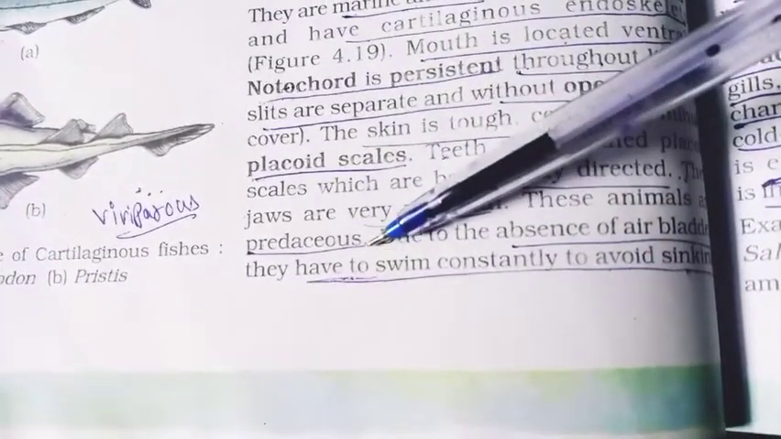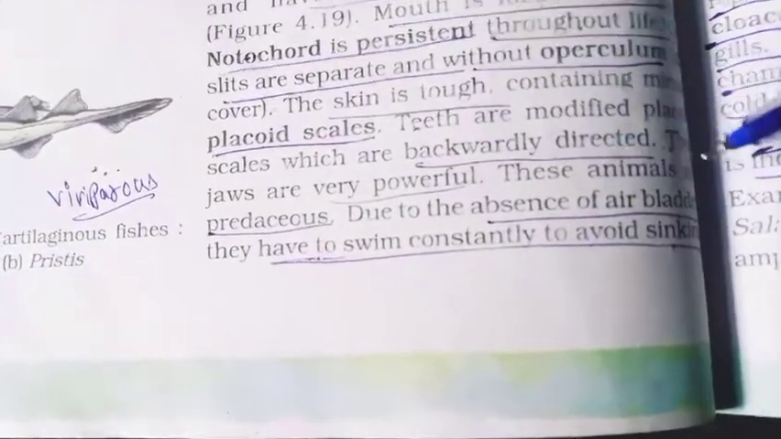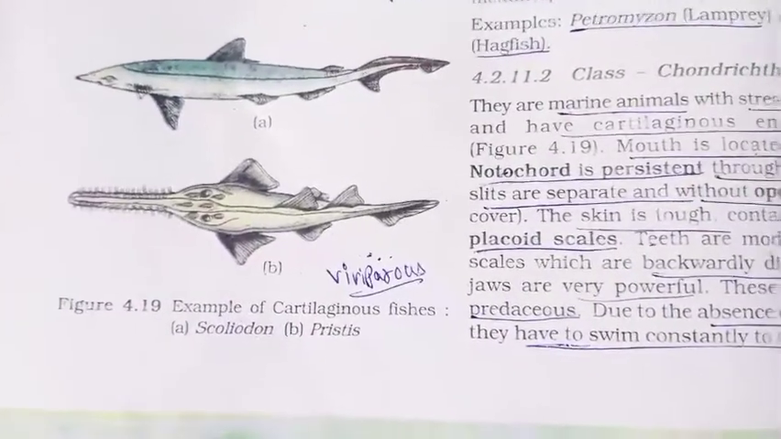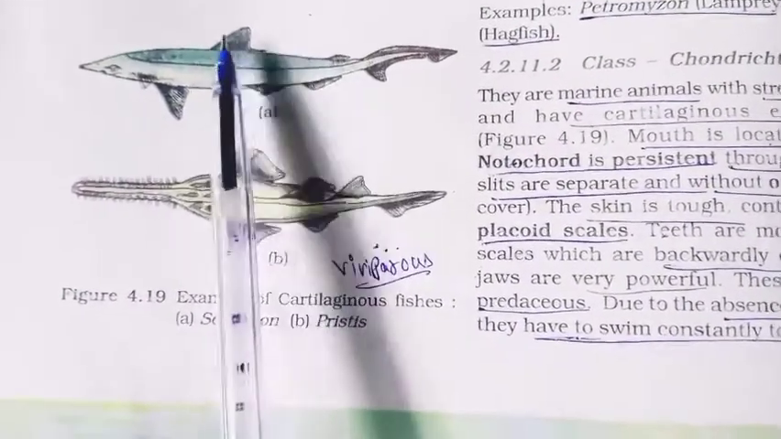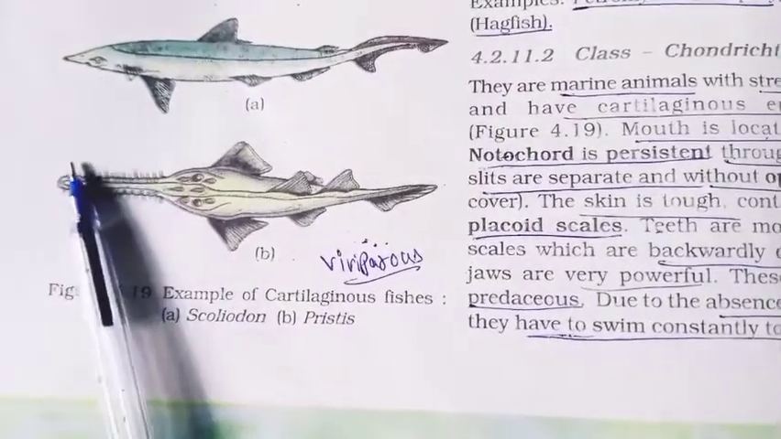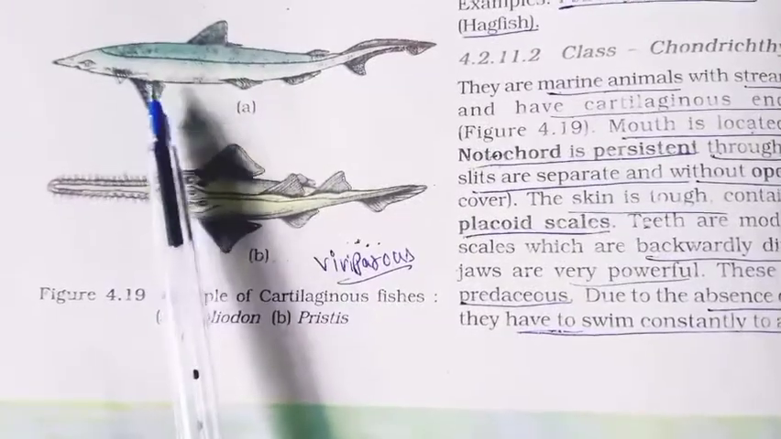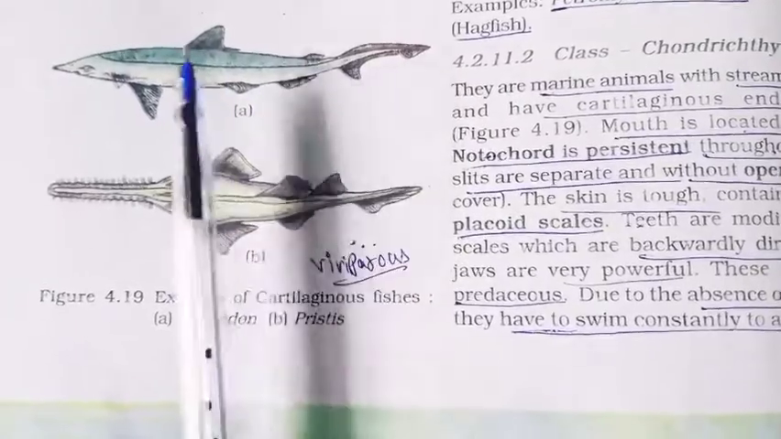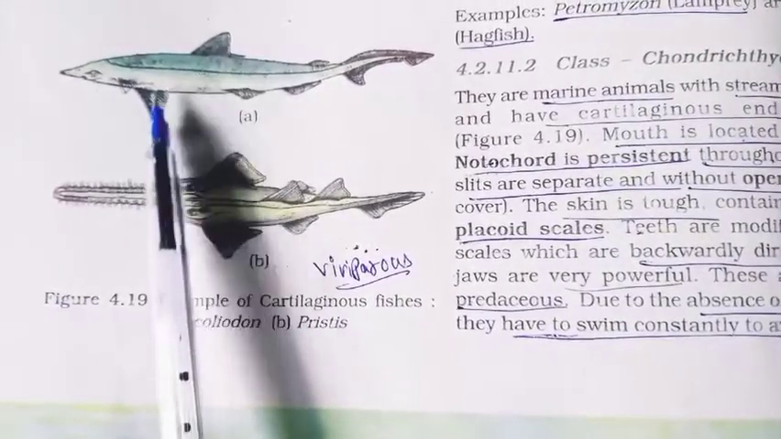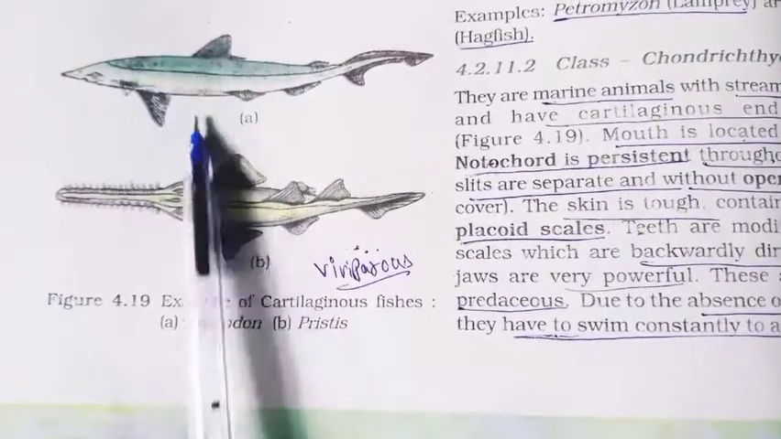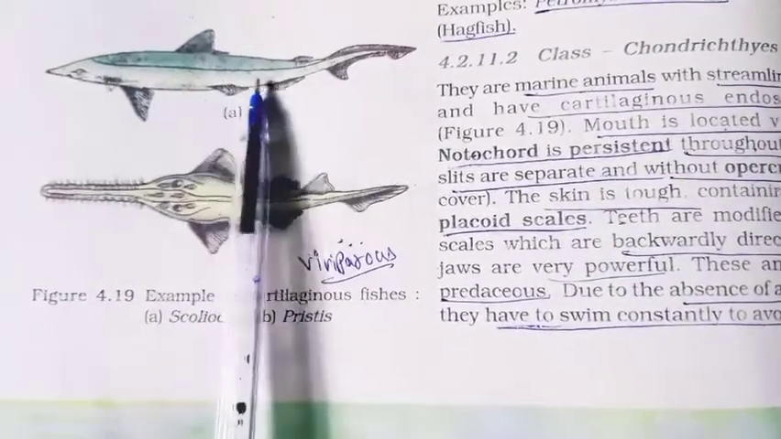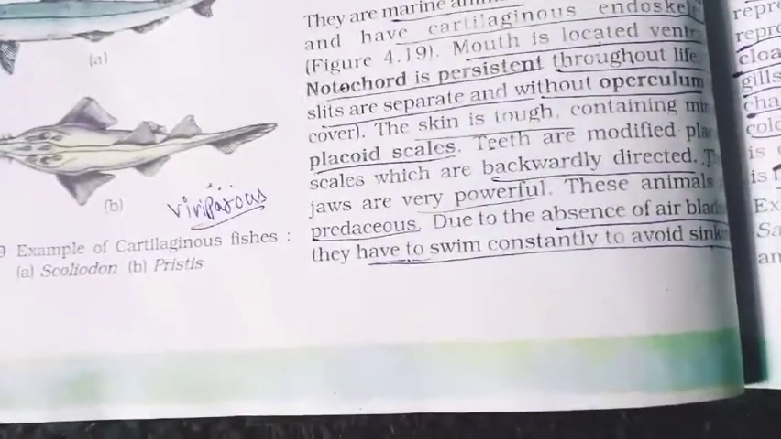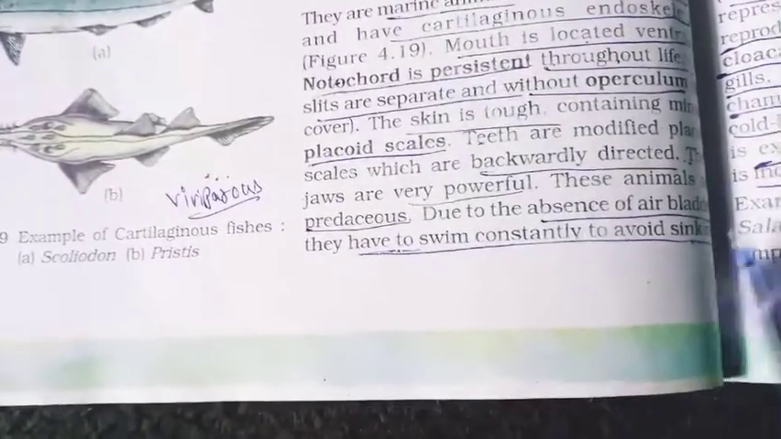These animals are predaceous, meaning they are predators, and due to the absence of an air bladder they have to swim constantly to avoid sinking. In fishes, air bladders are present, so even if they are not moving their fins, they can stay at the same level. But when a shark stops moving its fins, it will go downward. In a shark there is no buoyancy due to an air bladder. Only bony fishes have buoyancy, as the air bladder is present in Pisces. So they have to swim constantly to avoid sinking.